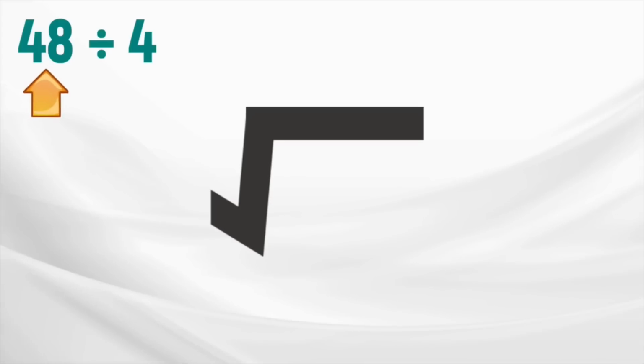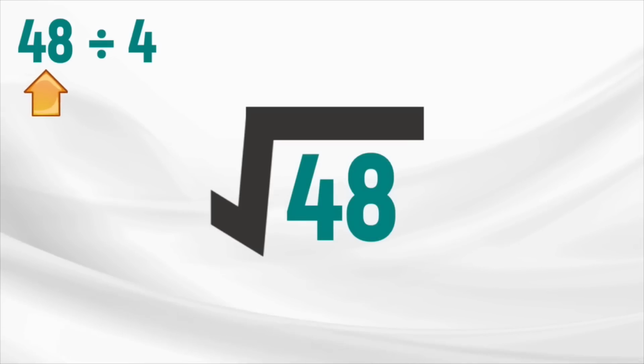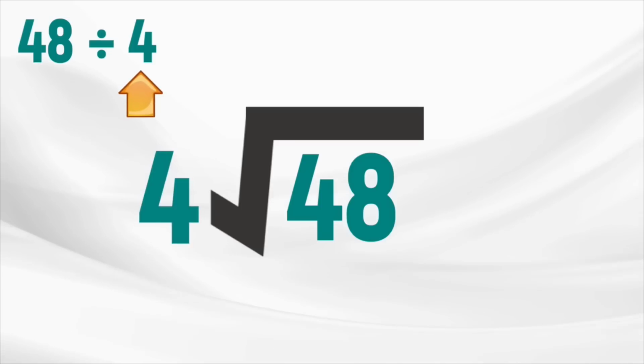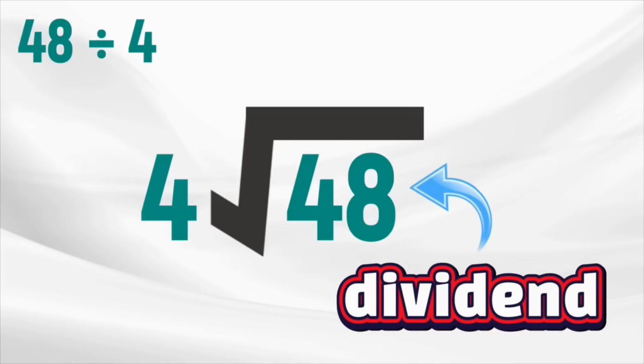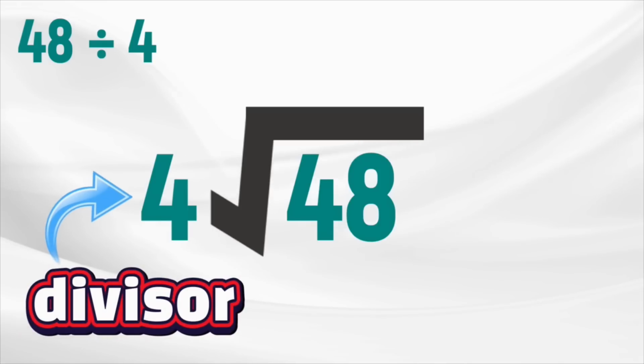We put the dividend, that's the big number we're splitting up, inside the bracket right here. The dividend in this problem is 48. The divisor, which is 4 in this problem, goes right here, right in front of the bracket. It's always set up this way. The dividend goes inside the long division bracket, and the divisor is placed out in front. That's a pretty cool setup.